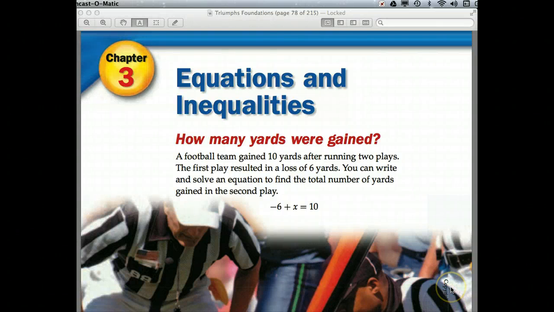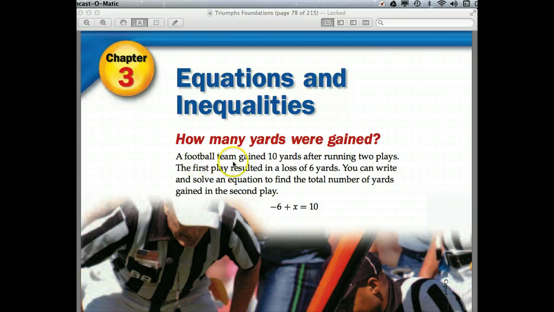Okay, we're moving on into Chapter 3. So this is a quick overview of Chapter 3. We'll be looking at equations and inequalities. This one deals with football. It's football season right now, so let's read, see what we learn about what we're going to be experiencing in this chapter. How many yards were gained?